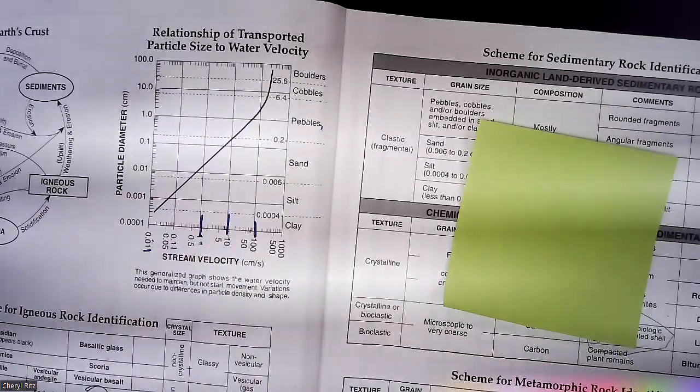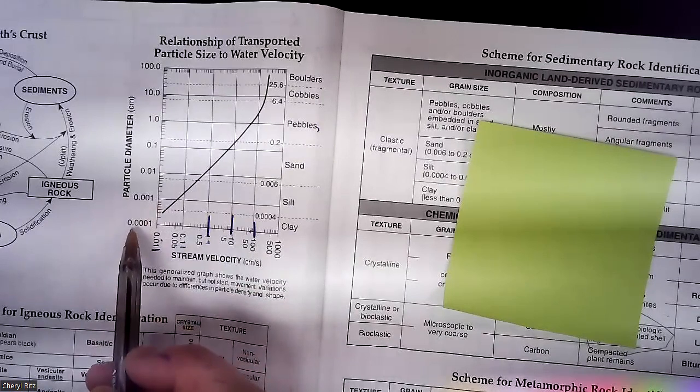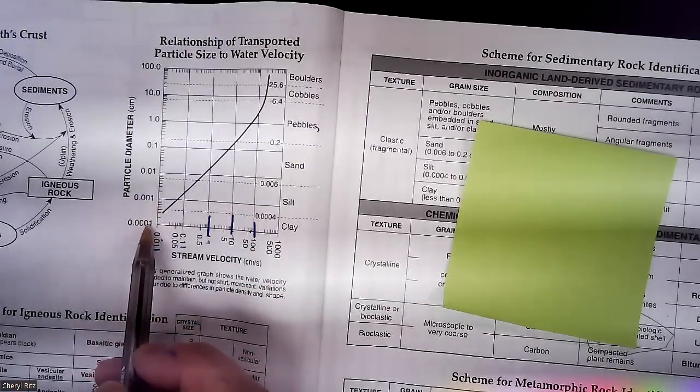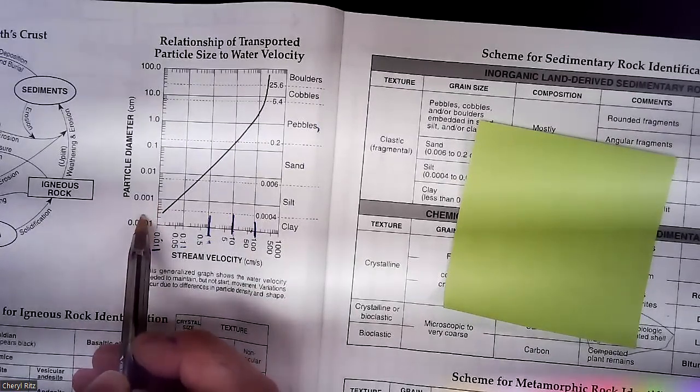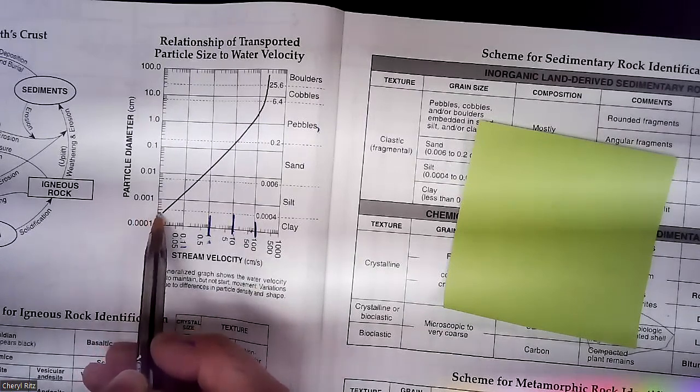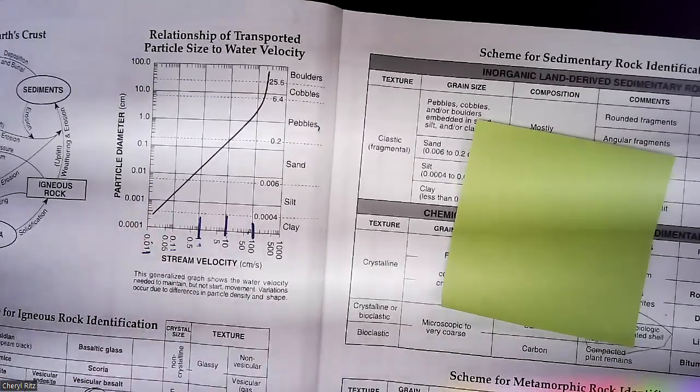Same with the y-axis. Here's 0.00001. This is 0.0002. So they count by whatever that first label was. Other than that, this is not overly complicated. It's just telling you how fast the stream has to move to carry different sized rocks.